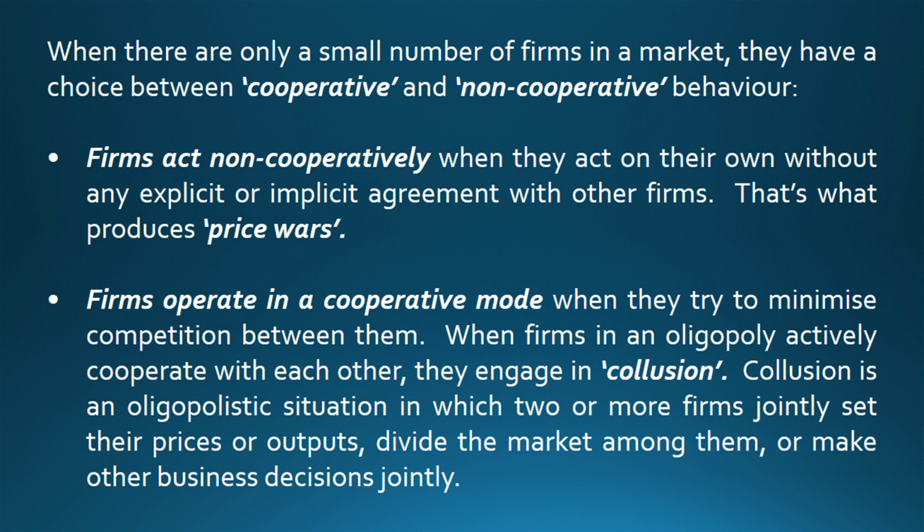Firms act non-cooperatively when they act on their own without any explicit or implicit agreement with other firms. That's what produces price wars. Firms operate in a cooperative mode when they try to minimize competition between them. When firms in an oligopoly actively cooperate with each other, they engage in collusion. Collusion is an oligopolistic situation in which two or more firms jointly set their prices or outputs, divide the market among them, or make other business decisions jointly.